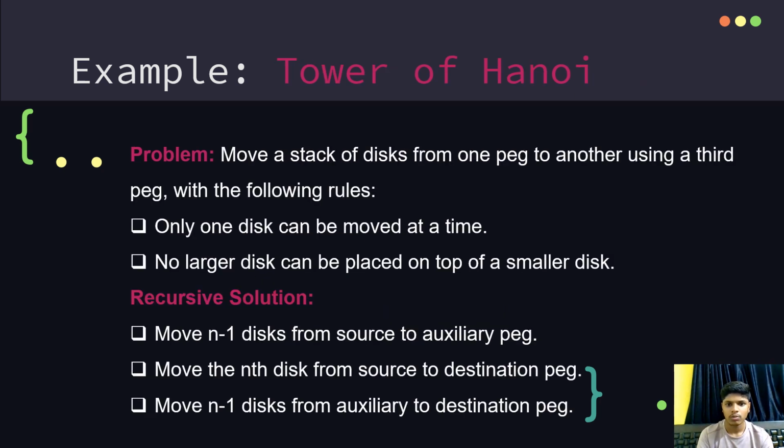Now let's talk about a slightly more complex example, the Tower of Hanoi. Here the goal is to move a stack of disks from one peg to another using a third peg with some rules. Rule 1 is only one disk can be moved at a time. Rule 2 is no larger disk can be placed on top of a smaller disk. The recursive solution involves breaking down the problem into smaller subproblems.